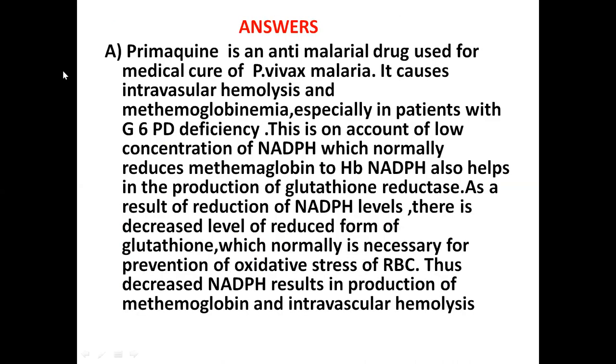So the answer is A. Primaquine is an anti-malarial drug used for the radical cure of Plasmodium vivax malaria. It causes intravascular hemolysis and methemoglobinemia, especially, this is important, in patients with glucose 6-phosphate dehydrogenase deficiency.